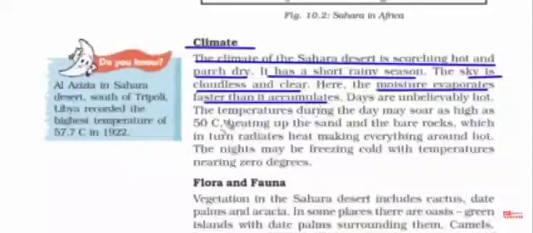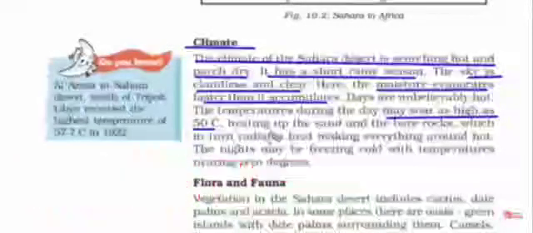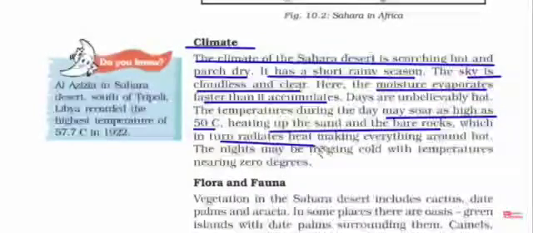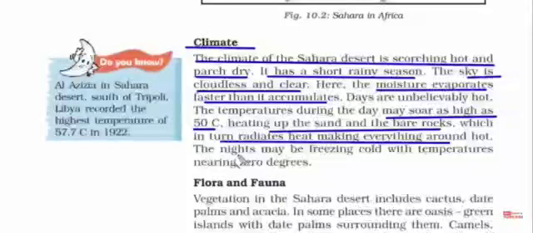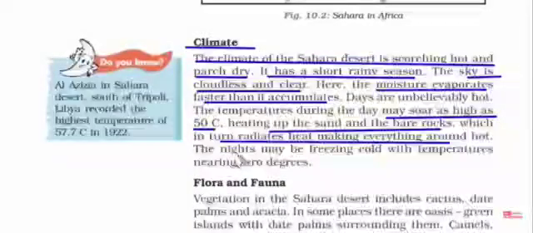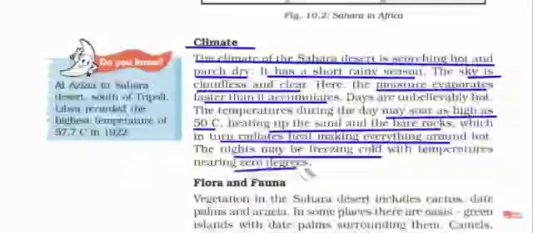So the temperature during the day can go as high as 50 degrees Celsius, almost half of what the water boils at. And since it's a desert, it is all covered with sand and rocks. So rocks and sand heat up very fast, which radiates the heat around the atmosphere, making the environment very hot. But surprisingly, at night, it is freezing cold with temperature nearing 0 degrees Celsius.